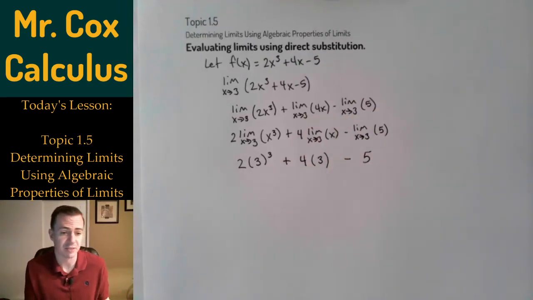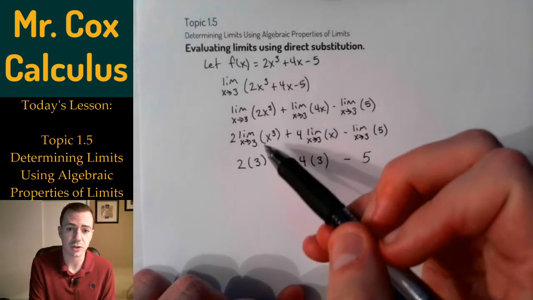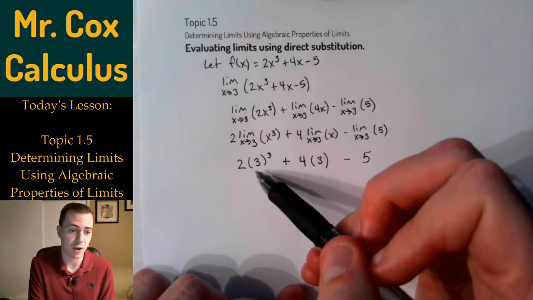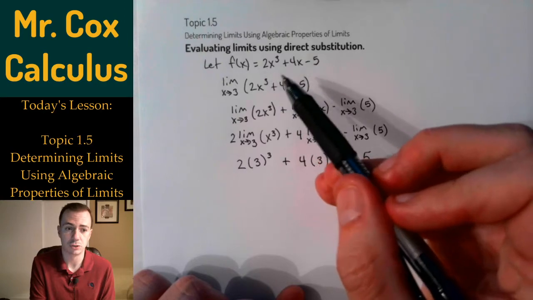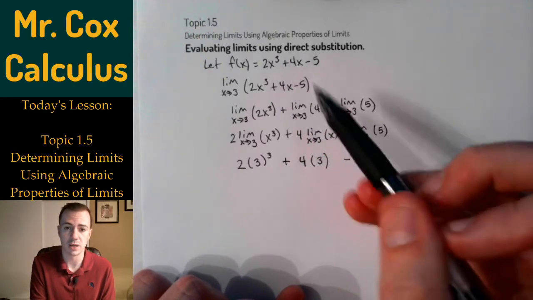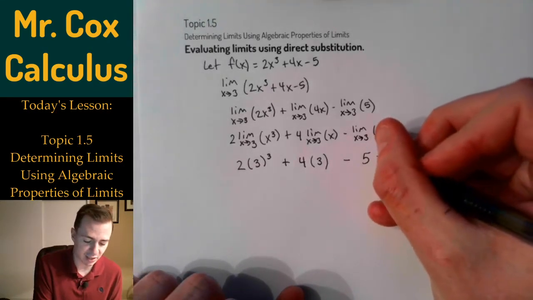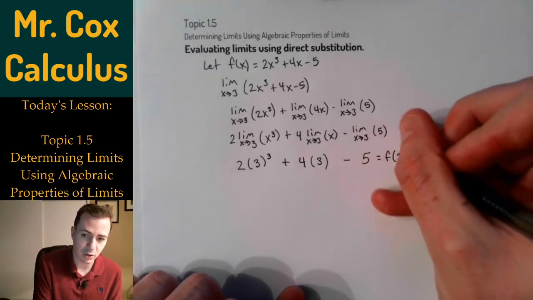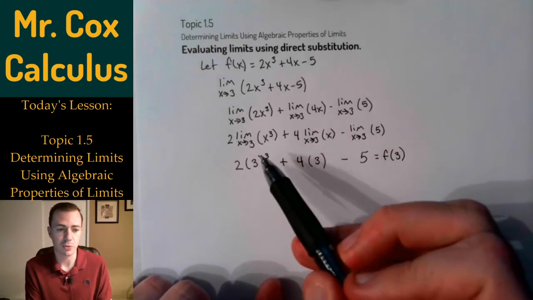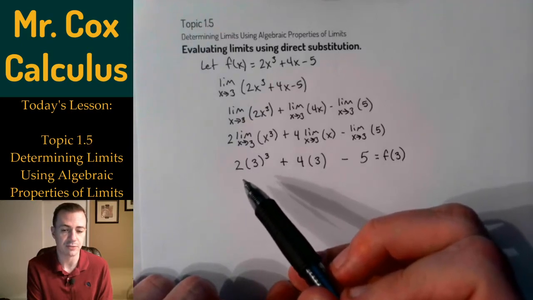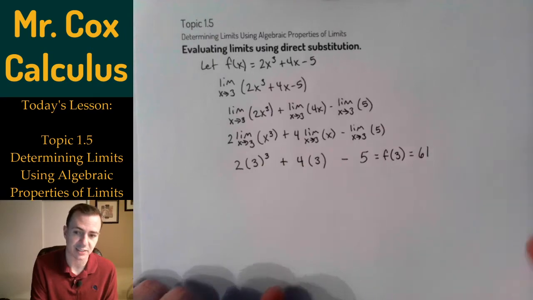Now we can obviously evaluate this, but before we do, let's compare it to our original function. In particular, if I substitute 3 in, 2 times 3 cubed, 2x cubed, plus 4 times 3, 4x, minus 5, that's exactly what I get if I look at f of 3. If we want to know the value, 3 cubed is 27, times 2 is 54, plus 12 is 66, minus 5. So the limit evaluates to 61.